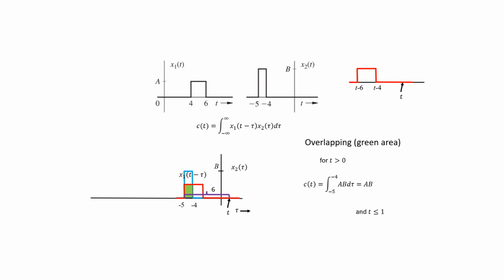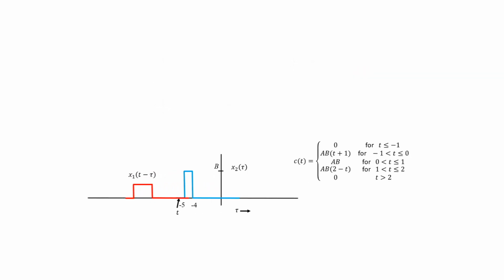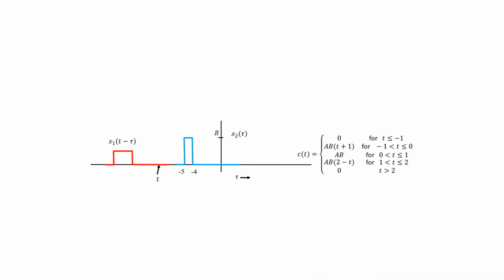After this time, we need to change the limits of the integral once again. As you can see, the green area is changing. This will remain valid until time equals to 2. Afterwards, there is no overlapping and the convolution is equal to 0. Let's plot the solution.